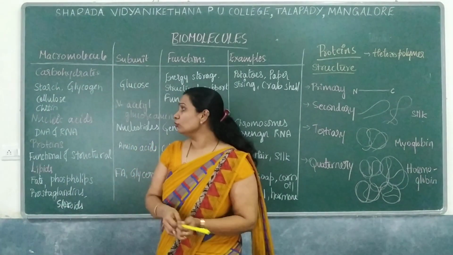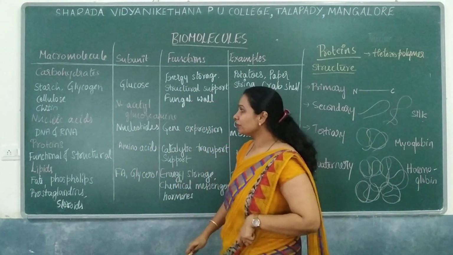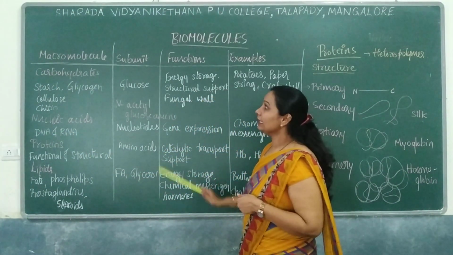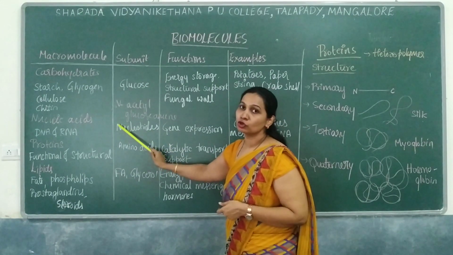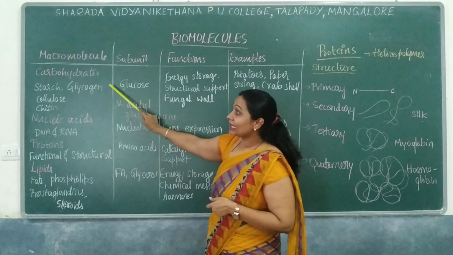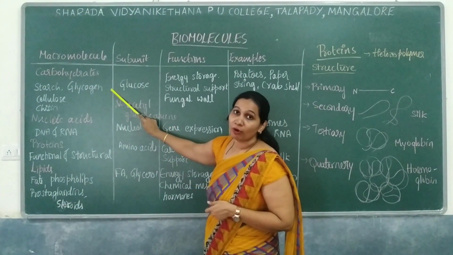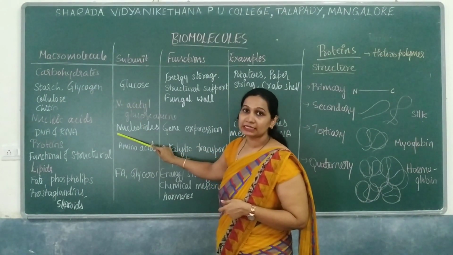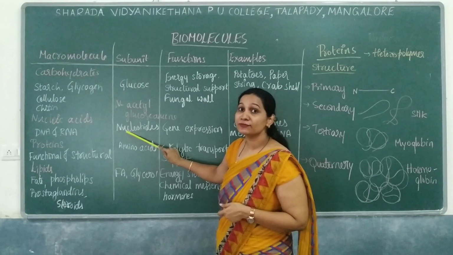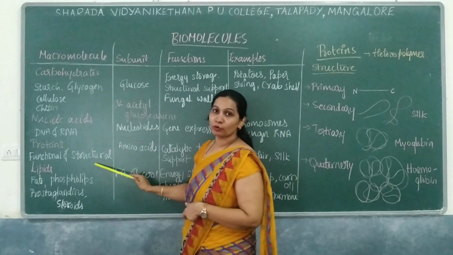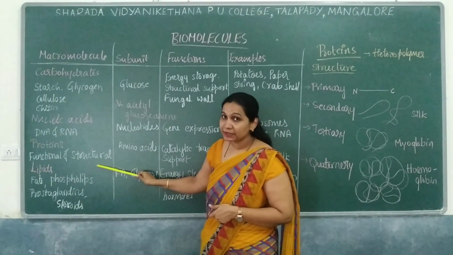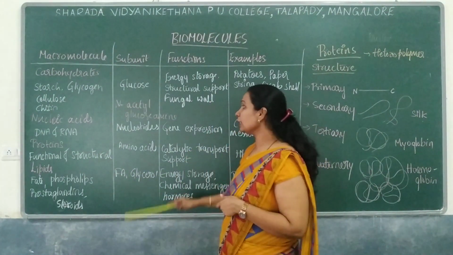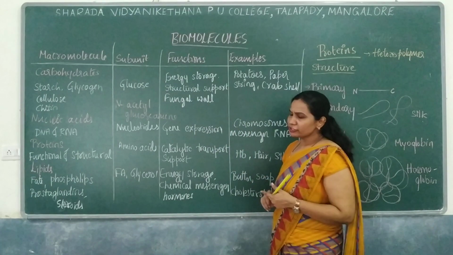So next we'll move on to the nucleic acid. So the main two nucleic acids, one is DNA, one more is RNA. Their subunit is a nucleotide. Carbohydrates consist of a bond known as glycosidic bond, whereas nucleic acids consist of a bond known as phosphodiester bond. Proteins are made up of peptide bond. Lipids are made up of ester bonds. Okay. So next, what is the function of these?